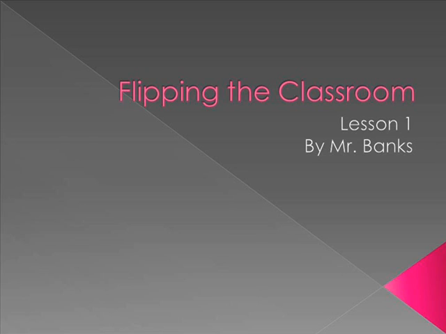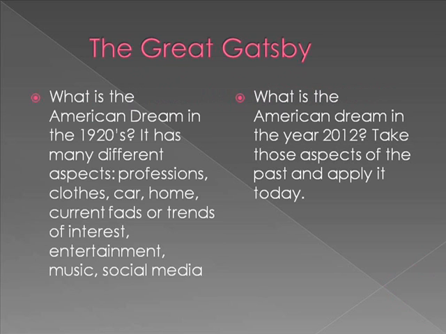Mr. Banks will be instructing you on how to do a project that we are doing currently with The Great Gatsby and the American Dream. And what is the American Dream? Well, the American Dream in the 1920s was an idea of wealth and prosperity and family and owning materialistic things. There are different aspects of the 1920s that it has, such as profession and clothes, cars, home, current fads or trends of interest in the entertainment industry, such as music and social media. So the real question is, what is the American Dream in the year 2012?